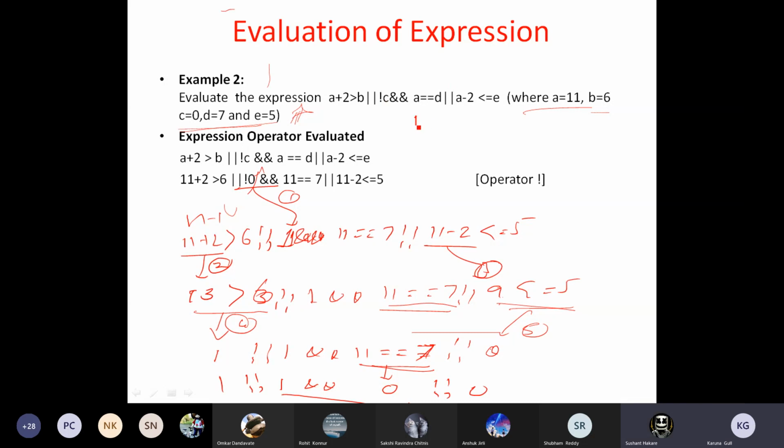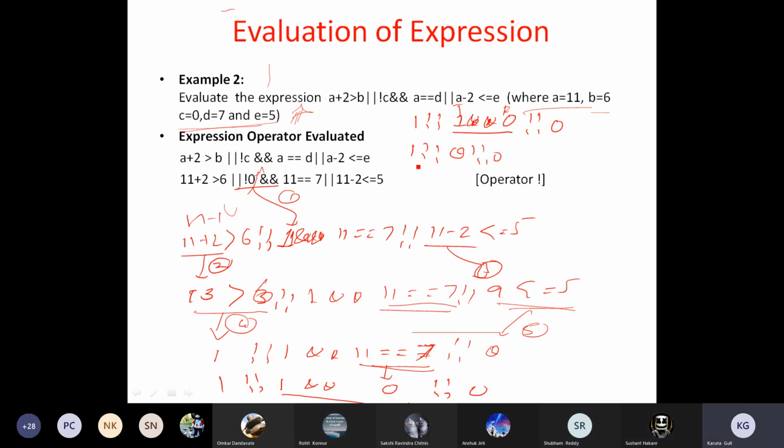Okay, so I'll be writing the same thing. 1 or 1 AND 0 or 0. So this will be validated first. 1 ANDed with 0. What does it mean? This is true. This is false. Okay, true and false. False. Can I write it as 0? Yes, ma'am.